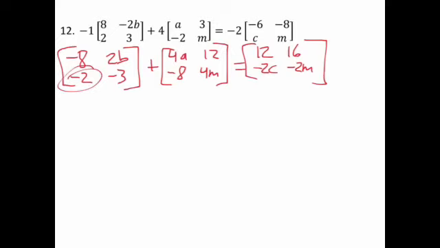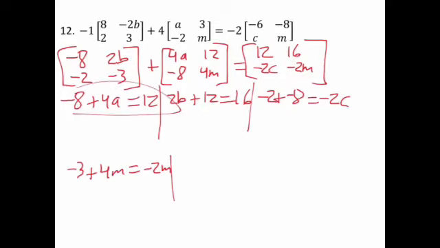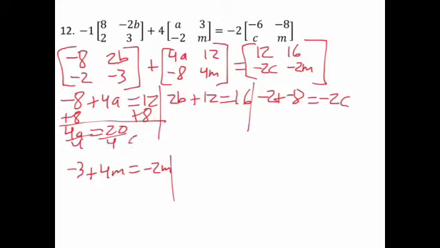I'll have negative 2 plus negative 8 is going to equal negative 2c. And the last part, negative 3 plus 4m is going to equal negative 2m. So I'm going to write those out real quick. So there we go. I've written them all out, and I just need to solve them all. I'm going to take, on this first one, add 8 to both sides to get 4a equals 20, and divide both sides by the 4. You get a equals 5.